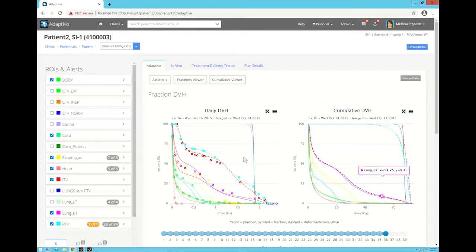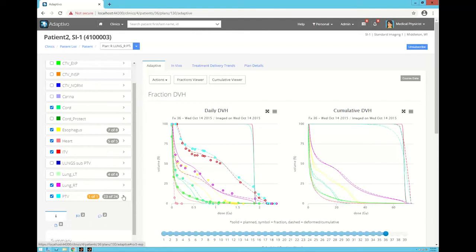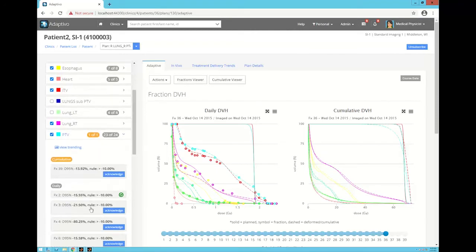As well, we can look at the trends, for example, in any of the particular regions of interest that we want to review. You can go in within the software and acknowledge these messages, at which case they will have a green check mark, provide comments, and then go ahead and review specific trending.